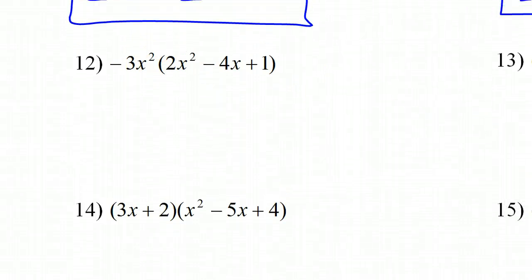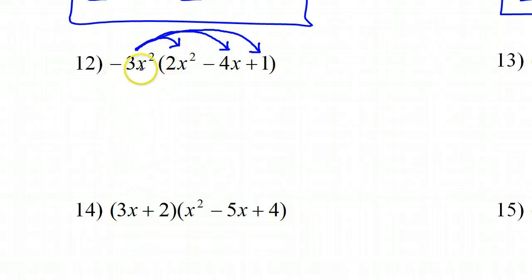Now, this is multiplication. We are going to do the distributive property now. So I'm going to take this and I'm going to distribute and multiply by everything inside. Okay? When I do negative 3x squared times 2x squared, well, negative 3 times 2 is negative 6. x squared times x squared is x to the fourth power. Okay? Now, negative 3x squared times negative 4x. Notice they don't have to be like terms to multiply. Negative 3 times negative 4 is positive 12.